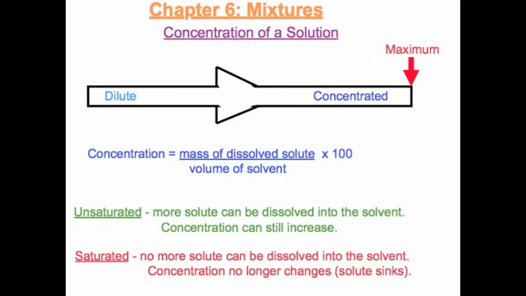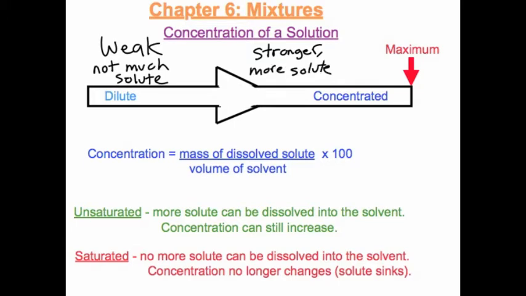The concentration of a solution is how much solute there is in a certain volume of solvent. It's how strong it is. Concentrated is a very strong solution. Dilute is a weaker solution. A dilute solution does not have much solute in there. However, a concentrated solution has more solute dissolved in there.